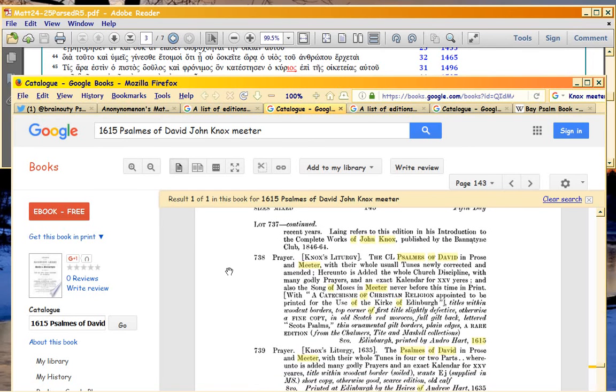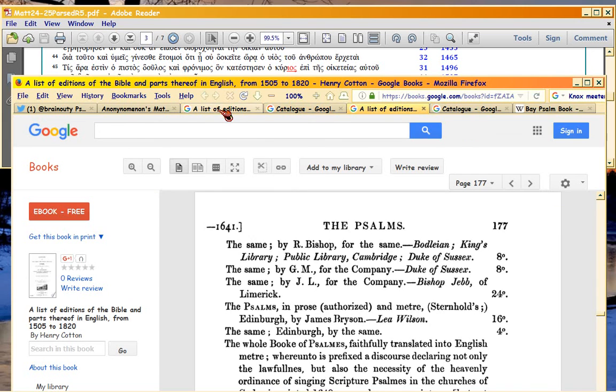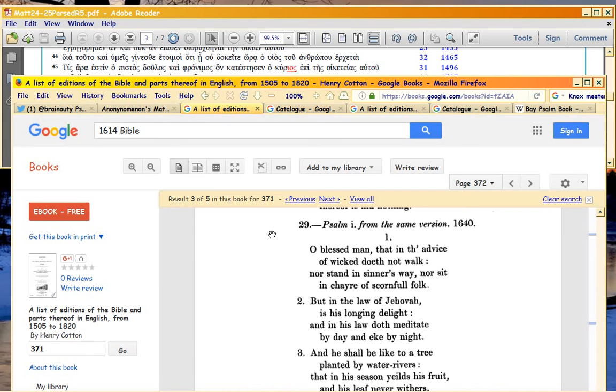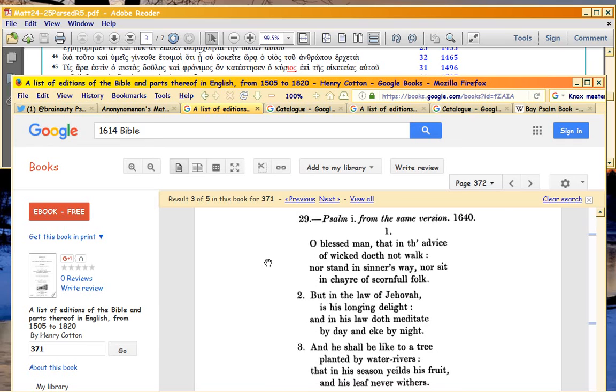if you were to search this book or this book, which is the same book here, if you were to search on the word meter, M-E-T-E-R or M-E-E-T-E-R, you will find out that there was something of a fad in the 1500s and 1600s for doing this.